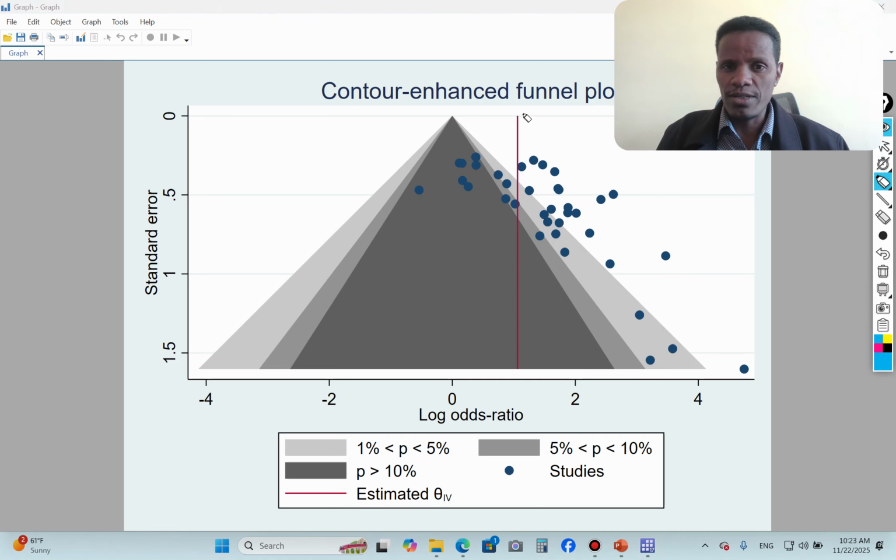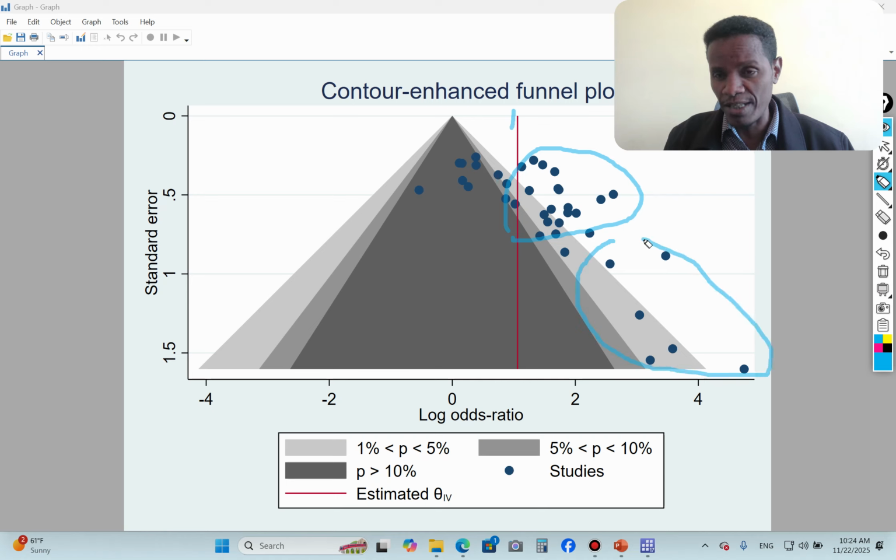You see, this is a vertical line, the pooled estimate of the effect size. Those studies on the right side of this vertical line are those with statistically significant results. At the top, they are with a larger sample size. At the bottom and in the middle, they are with a small sample size, but they are still statistically significant. Even though they have a small sample size, since they are statistically significant, they had been published.